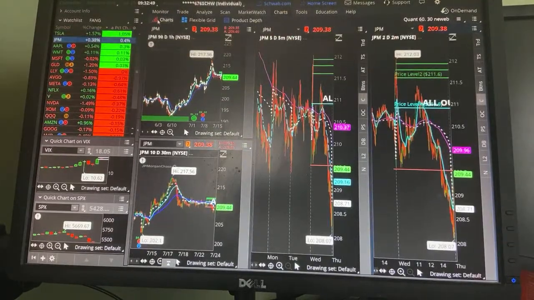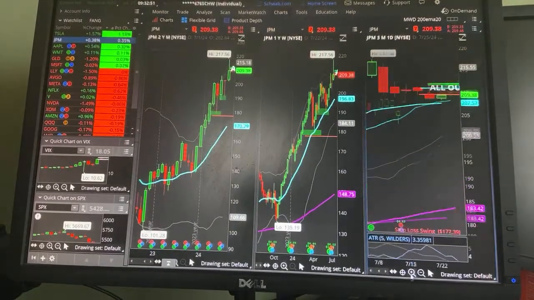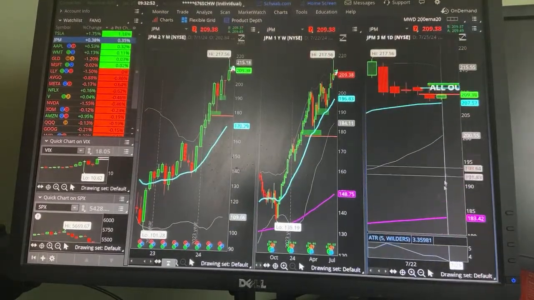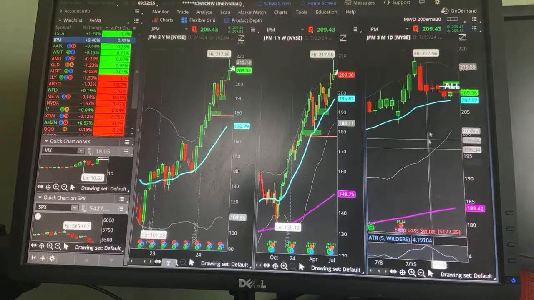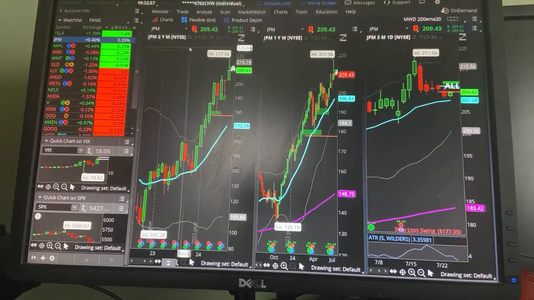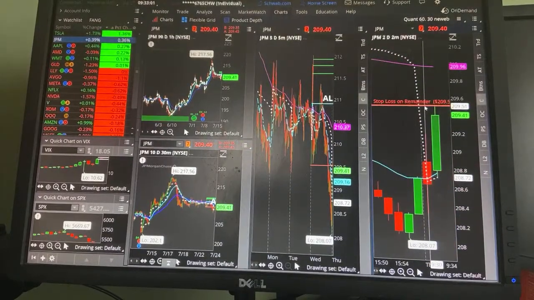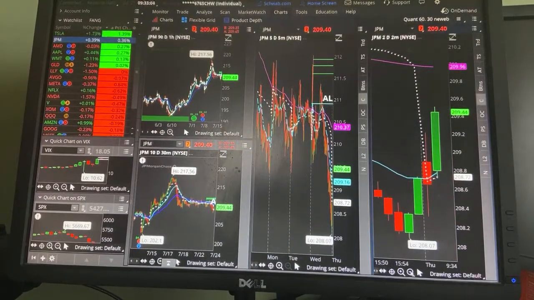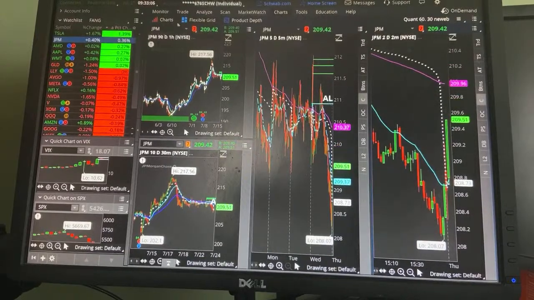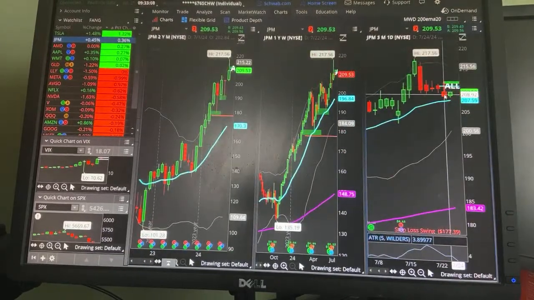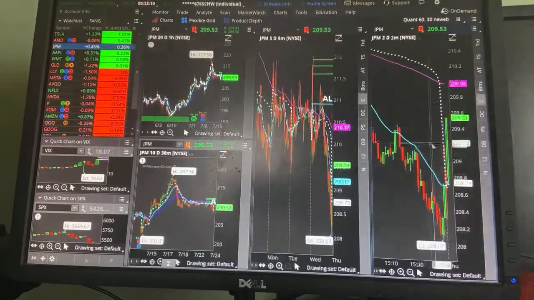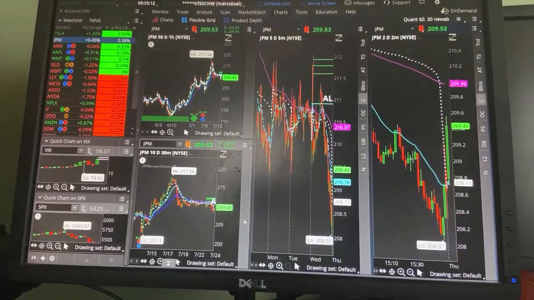JP Morgan. Let's see. Inside bar. I mean, JP Morgan's worth a stab here too. Wide range bar, positive COG. I took a trade on JP Morgan yesterday. It just takes forever. We're on inside day. We broke down a little bit yesterday, but JP Morgan looks like it's holding bids here. We have wide range bar off open here.